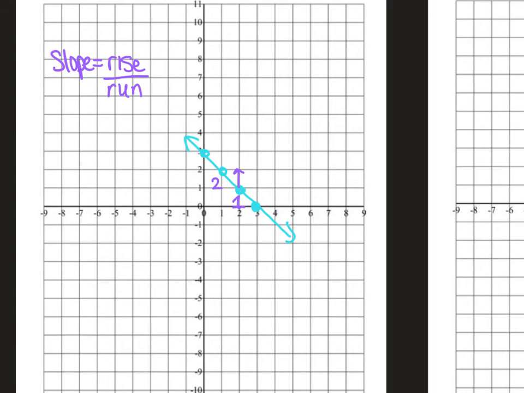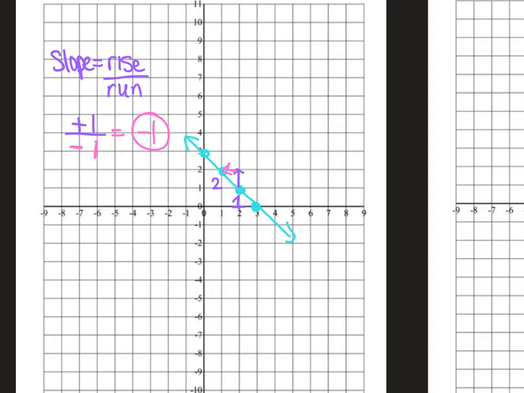Quit thinking about my colors. I'm just going to have to use purple or pink, but it's not going to mean anything. Okay, I did a rise of +1. We said up was going positive. I did a run of left 1. So let's talk about that again. I went up, which is positive. I went left, which is negative. Rise and then run. Rise is +1, run is -1. Overall, that's a -1. So this line has a slope of -1.